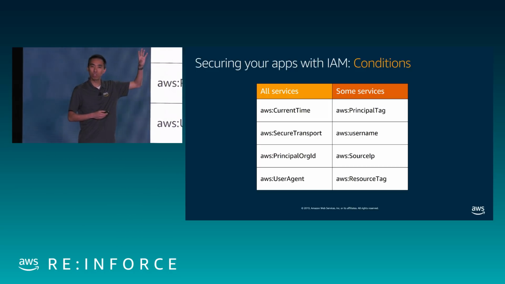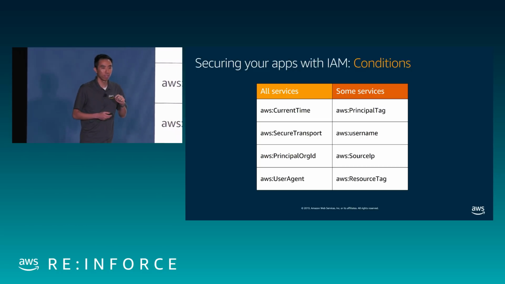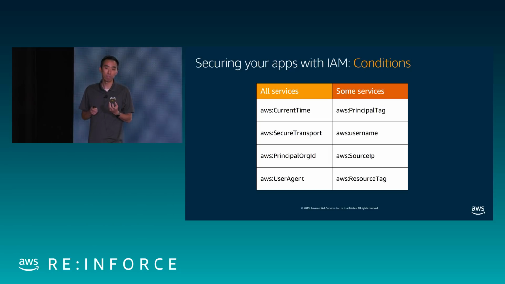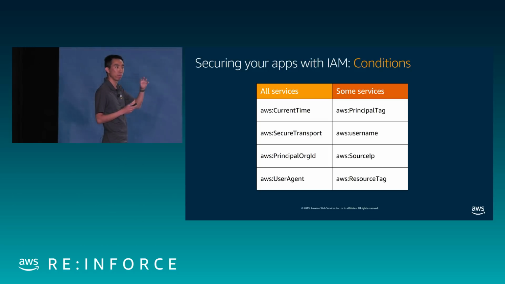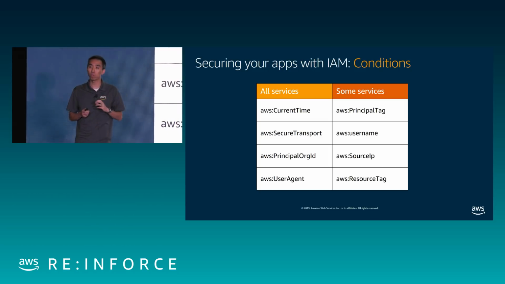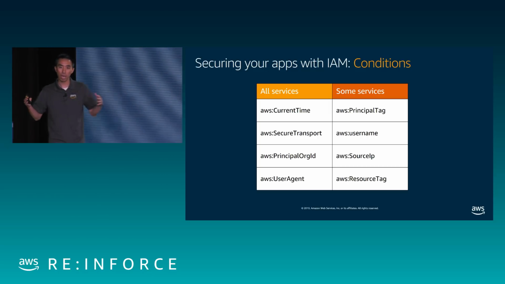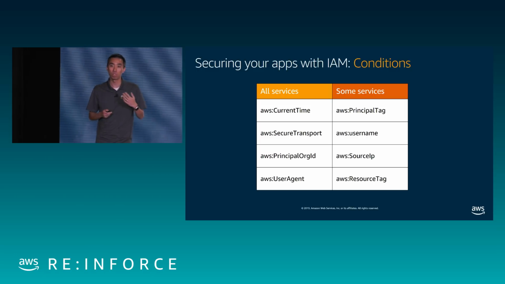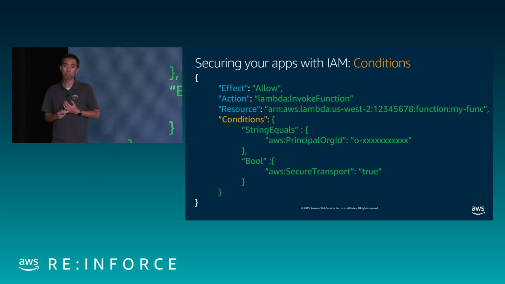Has anybody used this tag before, principal org ID? Cool, we got about a handful. So the principal org ID is interesting. It says that whatever organization I belong to, I have to have this specific organization in my hierarchy chain, my account chain, in order to be able to execute this call. So if you're using AWS Orgs to manage one parent account with multiple children, and you want to have all of your permissions roll up to a single AWS account, you can use this conditions attribute to help you do that. So let's take a look at something that's a little more complex.